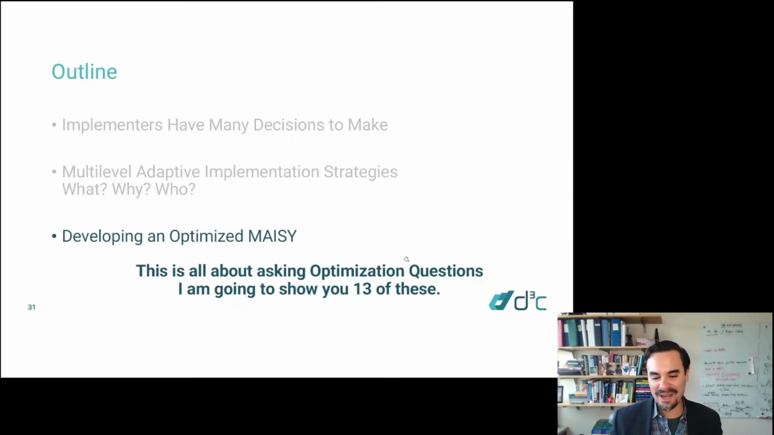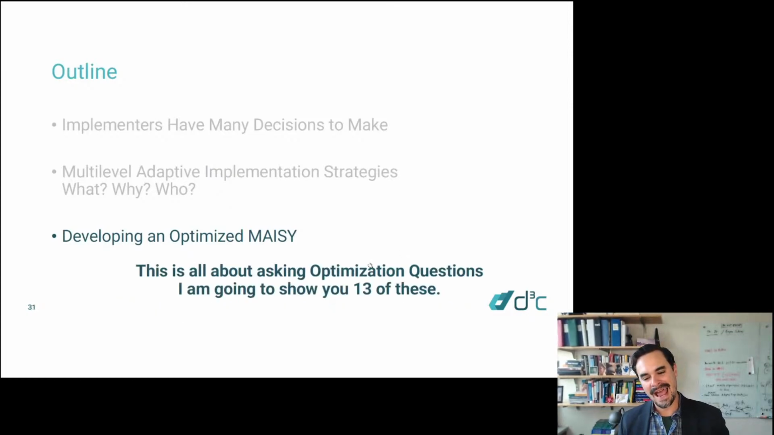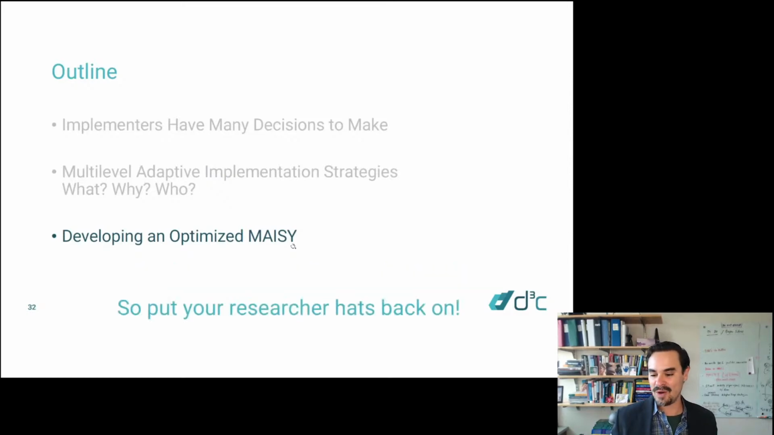And at this point in time, I want all of you to put your researcher hats back on, okay? And that makes perfect sense, right? That makes perfect sense because the last third of this talk is about us researchers trying to come up with a really good MAISY. And how do we do our work? What's our currency? What's our bread and butter? Well, we like to ask questions. That's what we do as researchers, okay? So let's ask some questions. I'm going to show you 13 of them. And these are 13 questions you might ask as a researcher, and you might want to know the answer for as you undergo the process of developing a really high quality MAISY.